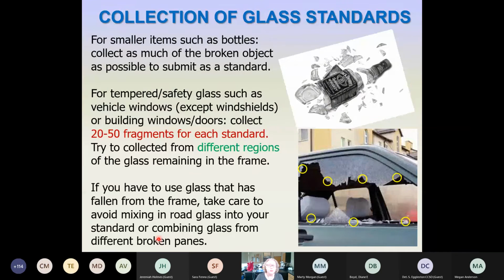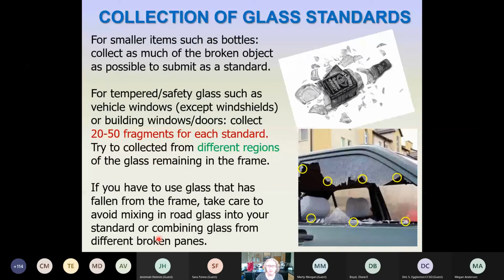As I said earlier, something like a bottle, we want to take measurements from the whole object. So for smaller items that can be packaged, collect as much as you possibly can and submit it all as standard. For things like tempered or safety glass, such as vehicle windows or building windows, we ask for between 20 and 50 fragments for each standard. And we ask that you try to collect those from different regions of the glass remaining in the frame.